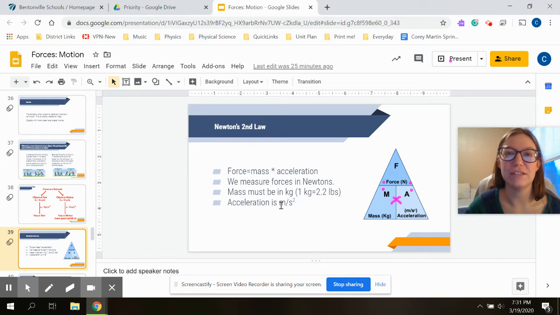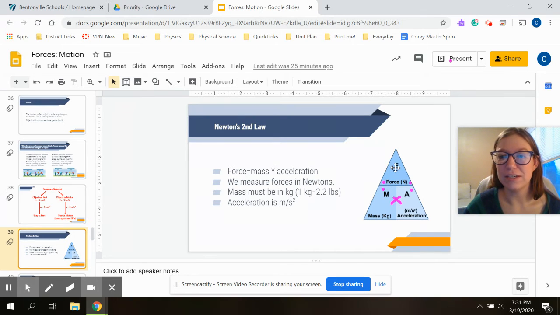And then acceleration is meters per second squared. The square does not mean that you square the number. Do not square the number. It doesn't do anything. It just stays with the seconds. Don't worry about why. But this little 2 does tell you if you're talking about acceleration or velocity. Remember, velocity is meters per second. So if it says meters per second, then I'm talking about velocity. And if it says meters per second squared with the little 2, I'm talking about acceleration.